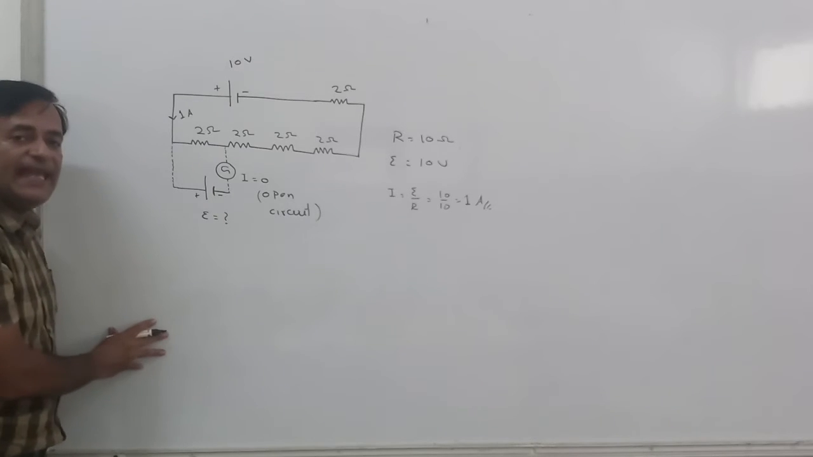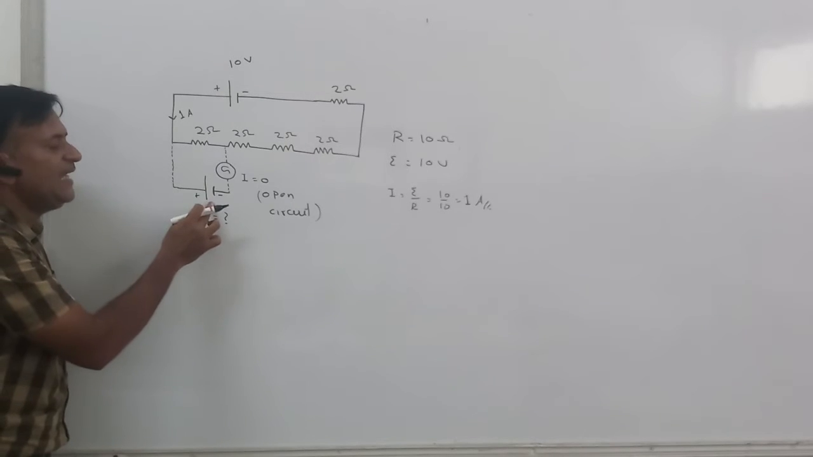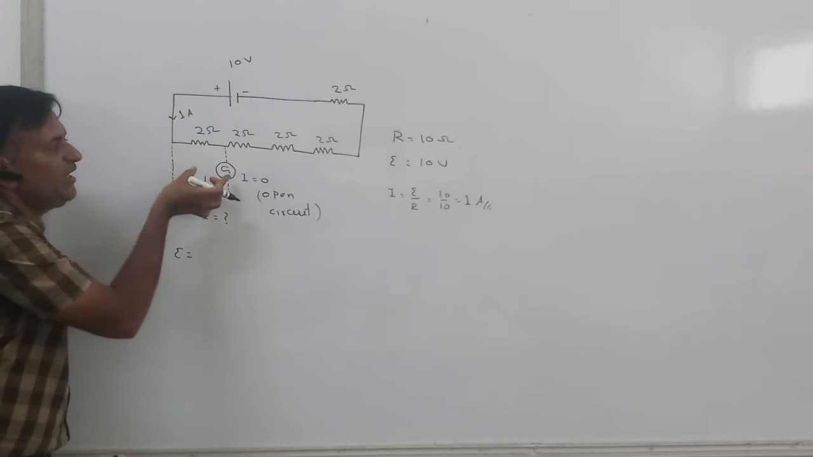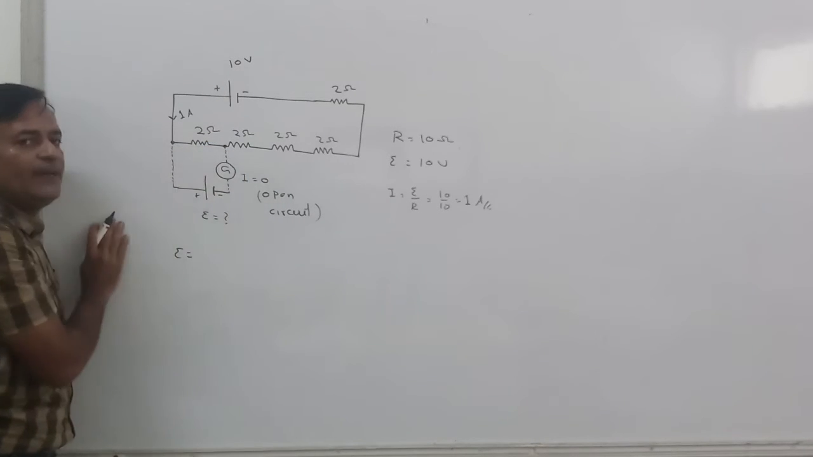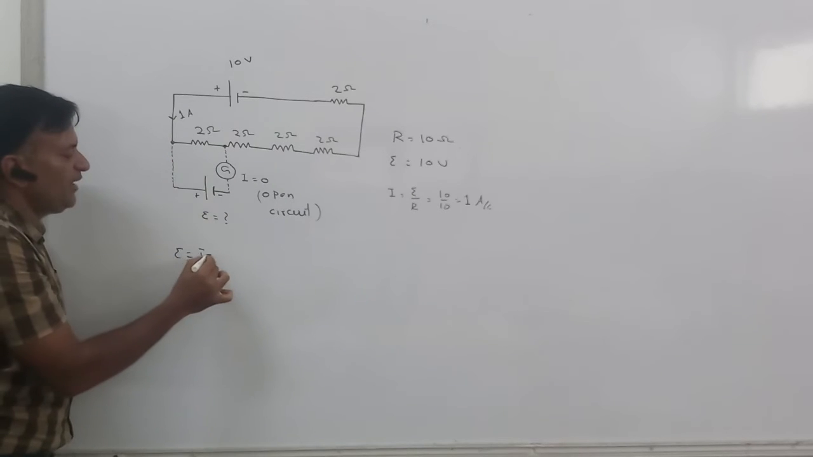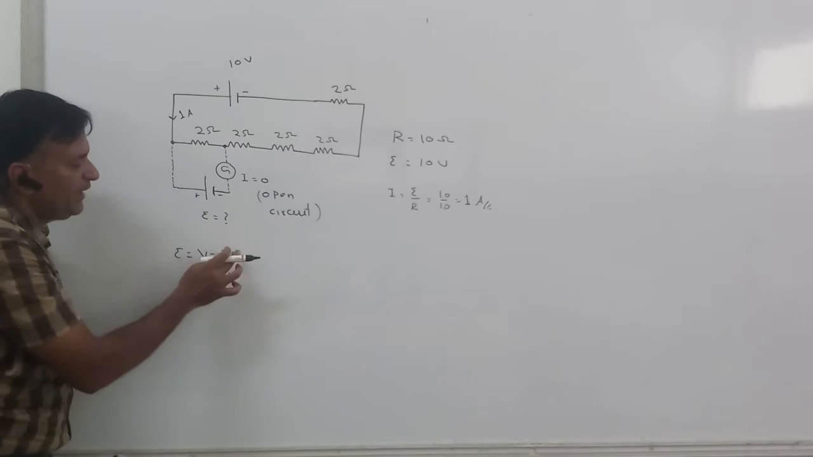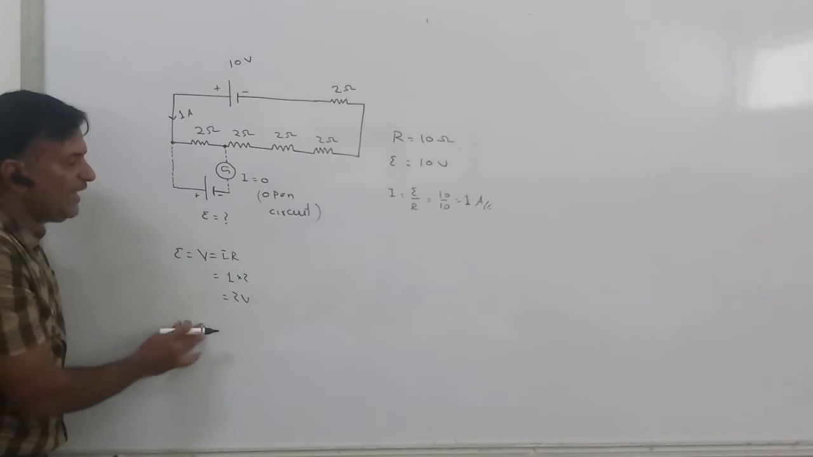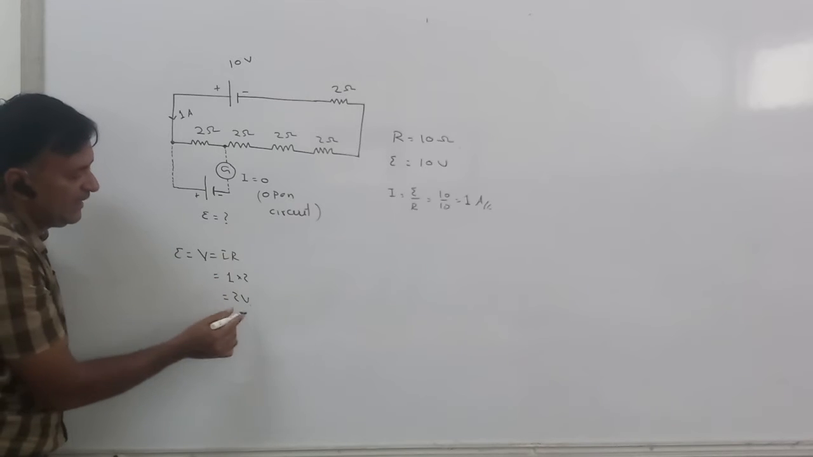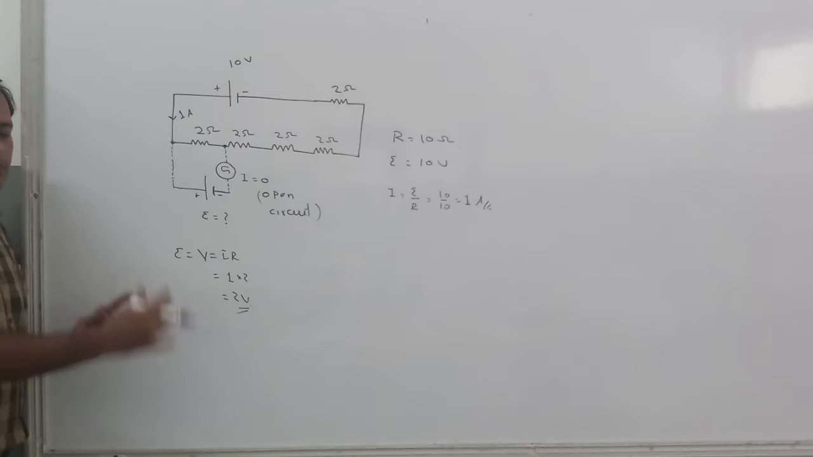So now you can say, what is the EMF of this cell? This EMF of this cell is equal to the potential difference on the other side. That means potential difference over here. How do you calculate potential difference over here? V equals IR. What is current? 1. What is resistance? It's 2. So what is the potential difference? 2 volt. And what is the EMF of this cell? It's 2 volts.